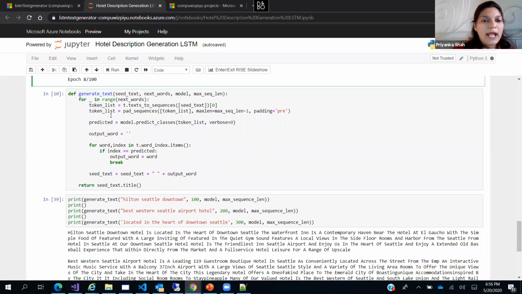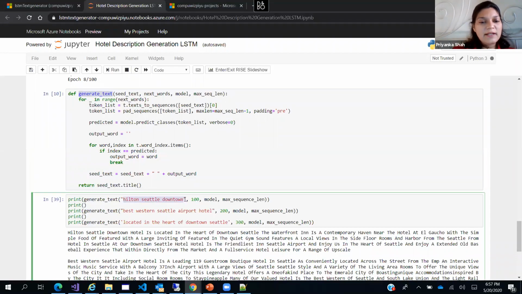So I'm training for 100 iterations, and then finally I will give some random text to it. This generate text function is going to generate my prediction given an input text. I'm just giving some sample input text: Hilton, Seattle, downtown, right? And I want to generate the next 100 words of description, next 200 words, next 300 words.